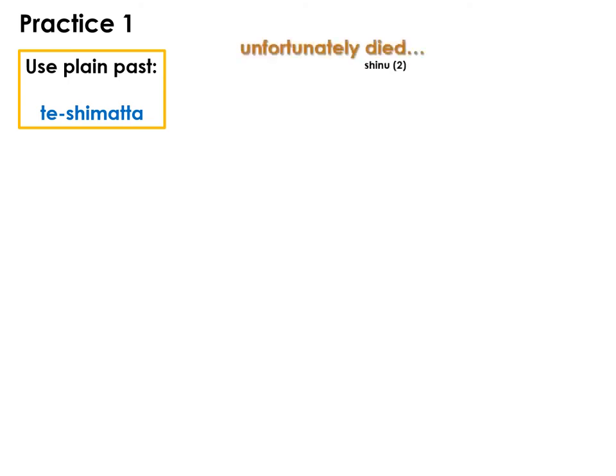So, first example, how do you say unfortunately died? In Japanese, that's shinde shimatta. You say this about someone's unexpected death or a pet that was maybe run over by a car.